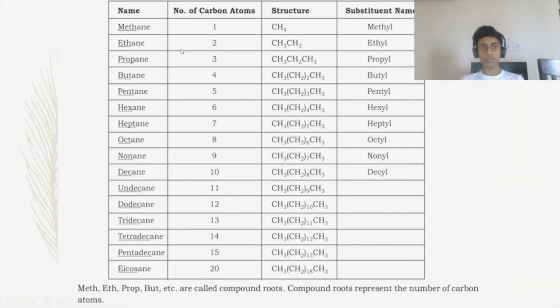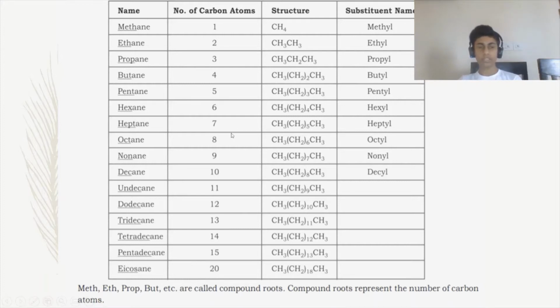Whenever we have to give a name to a compound, we generally pick the number of carbon atoms and then we decide the word root for it. This essentially is the most important part of nomenclature of organic compounds. For one carbon atom, we use meth. For two, we use eth. For three, prop. Four, but. Five, pent. Six, hex, and so on.